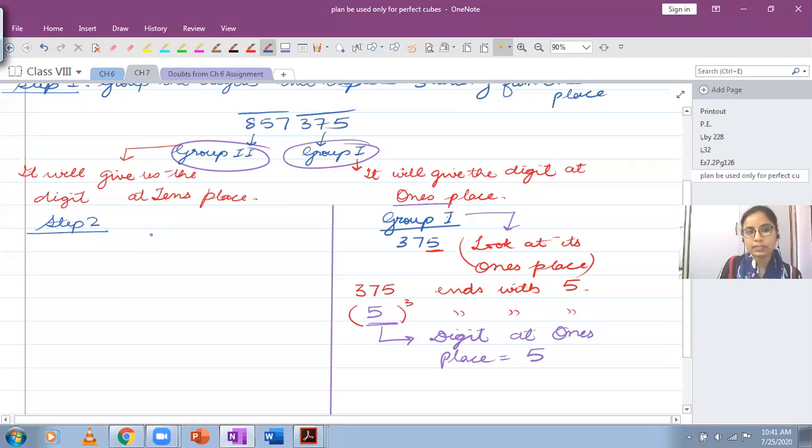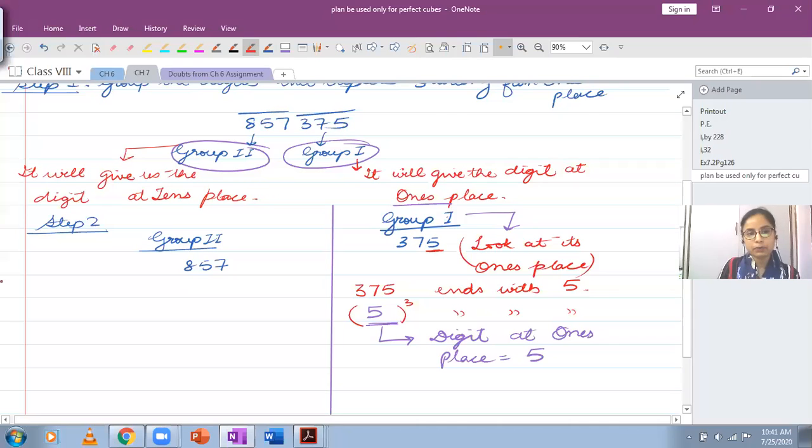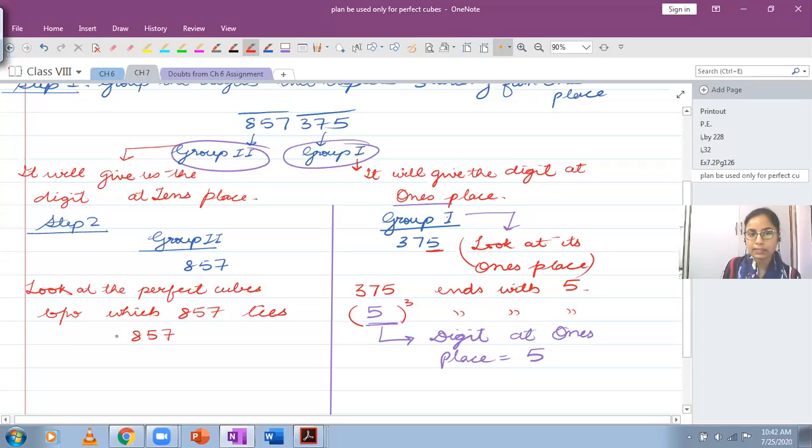And now we are going back to the second group. The second group has the number 857. And for this, we want to look at the perfect cubes between which this number lies. This is similar to the estimation of square root. So look at the perfect cubes between which 857 lies. 857 से पहले किसका क्यूब आता है और 857 के बाद किसका क्यूब आता है.